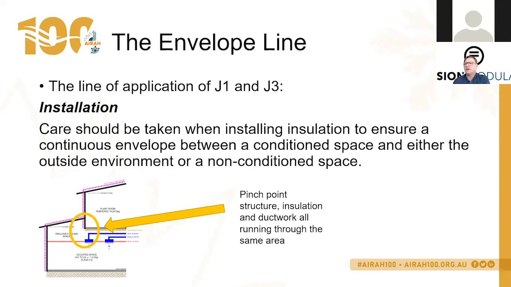So we have a pinch point here where the structure, there's an edge beam there obviously supporting the plant room, insulation, ductwork, light fittings, structure, all trying to get through that tight little location around the perimeter edge of the plant room. This makes it rather difficult to get ductwork from the plant room across that ceiling and into supplying the ceiling plenum above the conditioned occupied zone.